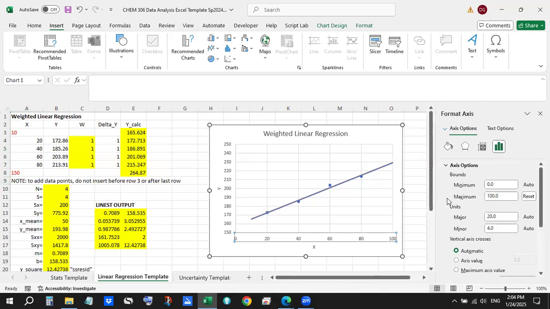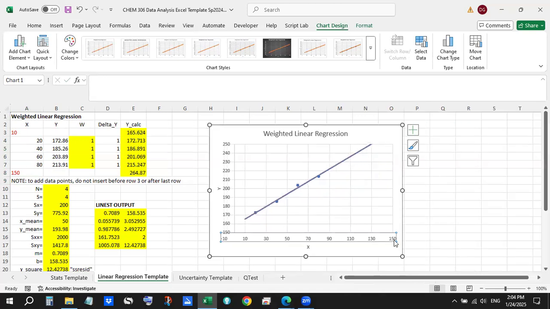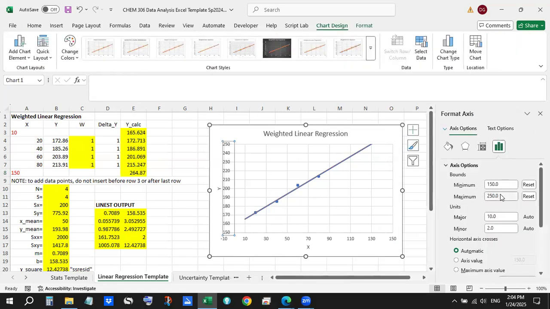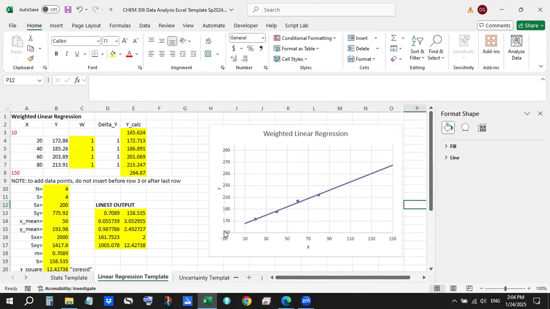I have to change this scale right here. I have to change the maximum to 150 so I can see it. Okay. Now it goes to 150. Now my Y is 264 at 150. So this only goes to 250. So I probably want to increase this to maybe 300. Okay. So you're going to have to do some manipulation of your axis to be able to see it on the chart.